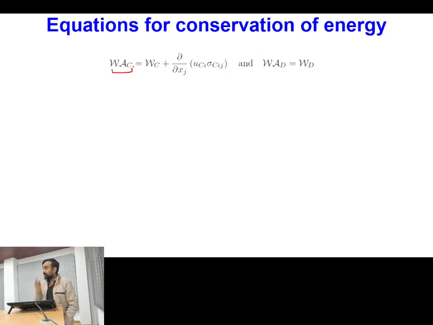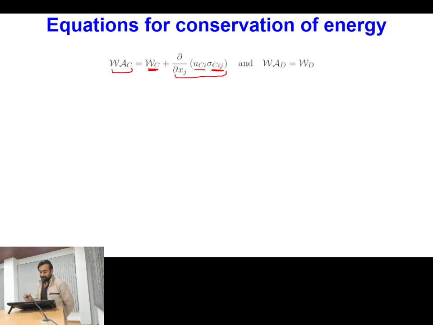So that's why, whenever I am talking about the work interaction, I have split it into two parts. First is WAC. What is the meaning of WAC? All the work interactions which are coming because of the continuous phase, meaning from its immediate surroundings. So that is any work supplied by the continuous phase, plus the continuous phase is applying a certain amount of stresses on the dispersed phase. So that's why velocity of the continuous phase times sigma c ij. Is this point clear? Zero viscous dissipation.